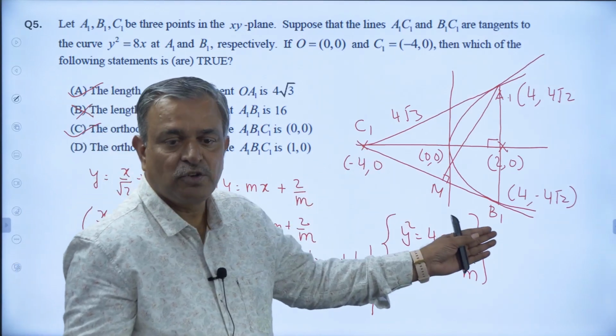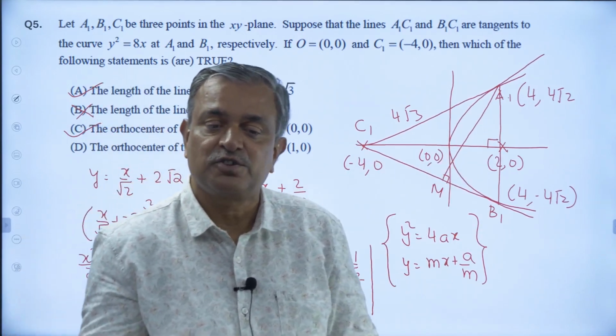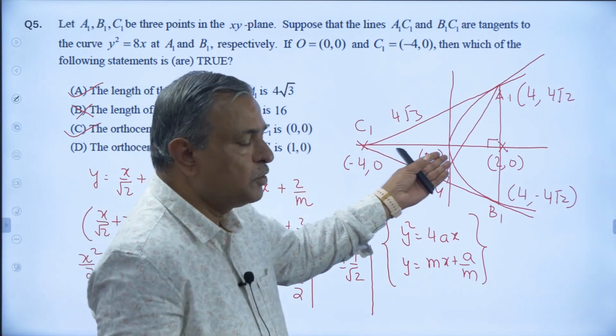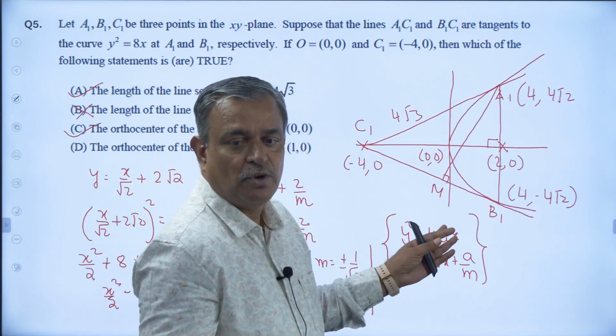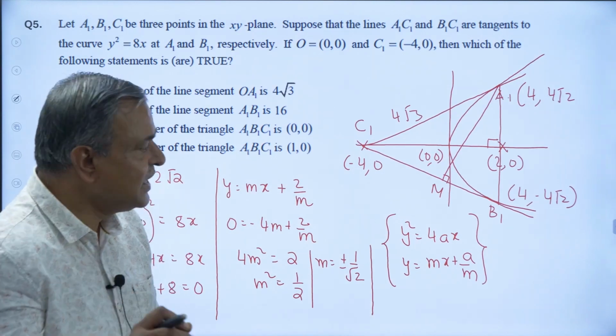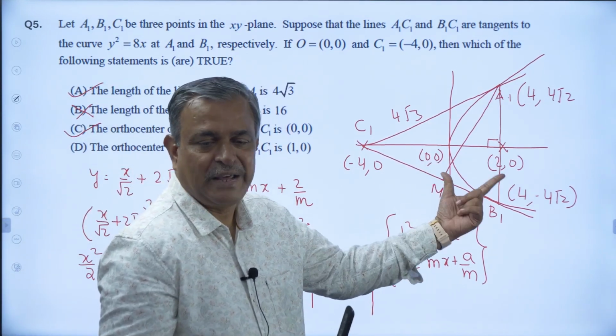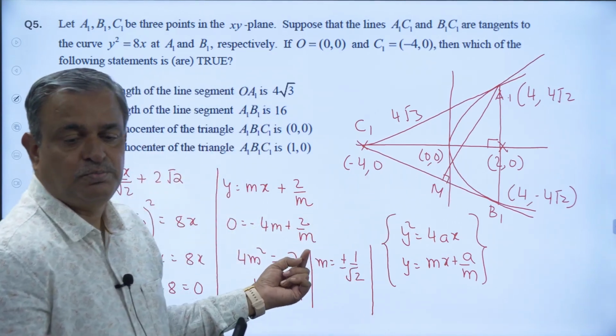So once we got this orthocenter formula, what is orthocenter? Point of intersection of altitudes. One altitude you already know, another altitude you have drawn it, and you got your required result. So hardly one formula, the basic concept of parabola, you can easily do this problem.